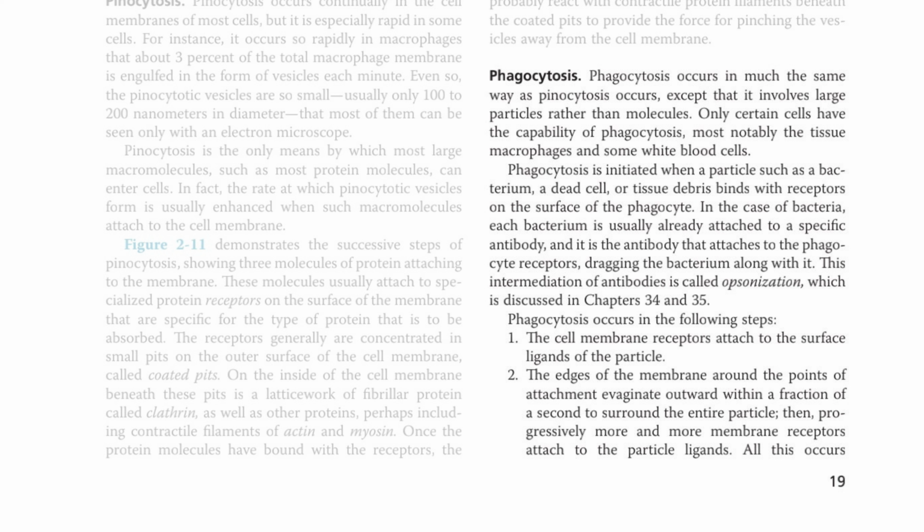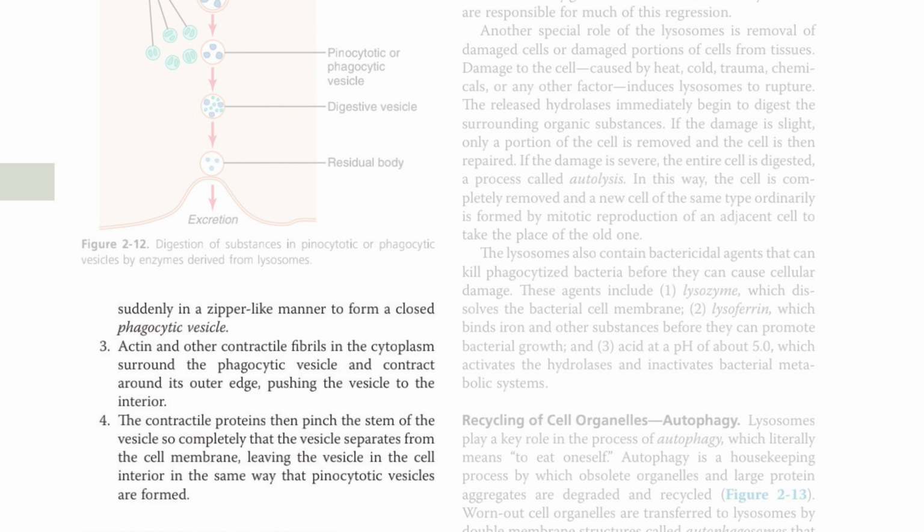Phagocytosis occurs in the following steps. 1. The cell membrane receptors attach to the surface ligands of the particle. 2. The edges of the membrane around the points of attachment evaginate outward within a fraction of a second to surround the entire particle. Then, progressively more and more membrane receptors attach to the particle ligands. All this occurs suddenly in a zipper-like manner to form a closed phagocytic vesicle. 3. Actin and other contractile fibrils in the cytoplasm surround the phagocytic vesicle and contract around its outer edge, pushing the vesicle to the interior. 4. The contractile proteins then pinch the stem of the vesicle so completely that the vesicle separates from the cell membrane, leaving the vesicle in the cell interior in the same way that pinocytotic vesicles are formed.